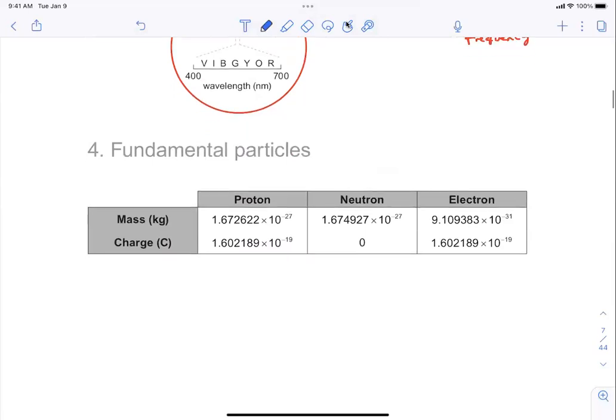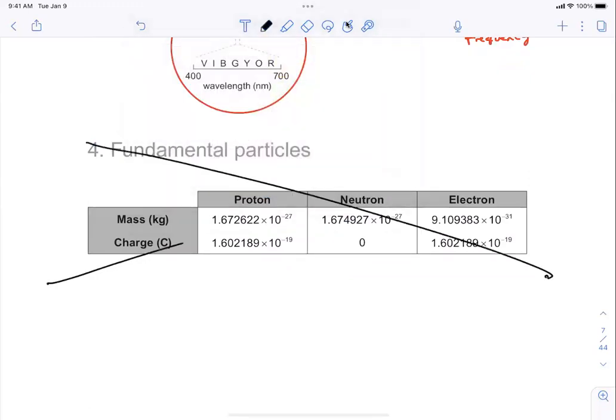Okay, fundamental particles, I would cross that out. There's really no value for these in calculations or anything like that. So I wouldn't worry about fundamental particles.